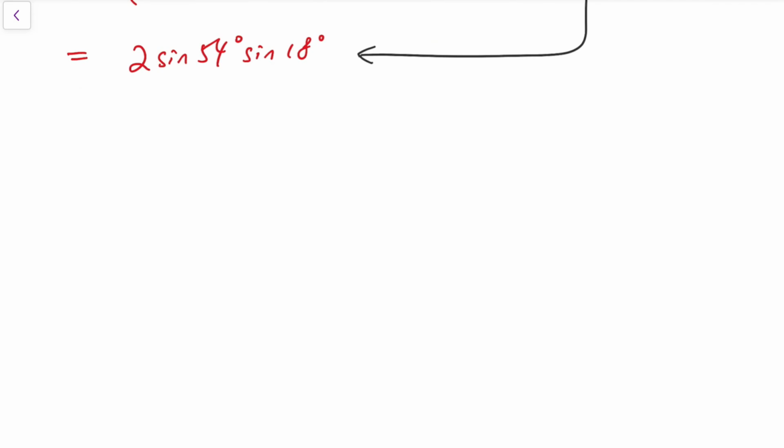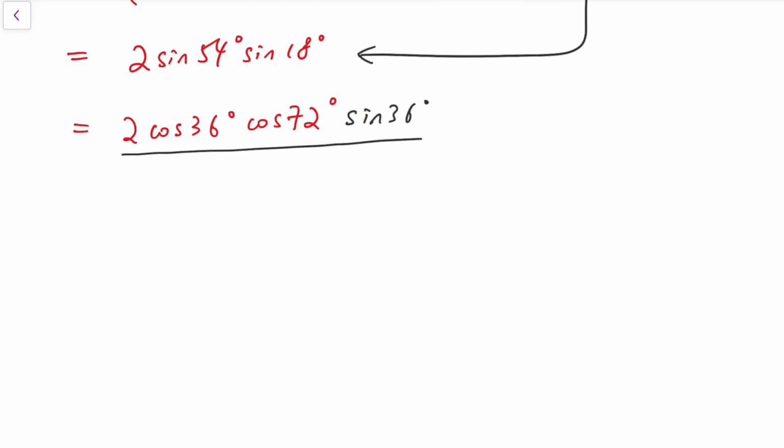Now at this point, I'm going to rewrite everything into cosine. Again, using the complementary angle relation, I can rewrite this as 2 times cos 36 degrees times cos 72 degrees. Now at this point, I'm going to treat it like a fraction with 1 as the denominator and multiply both the top and the bottom by sine of 36 degrees.